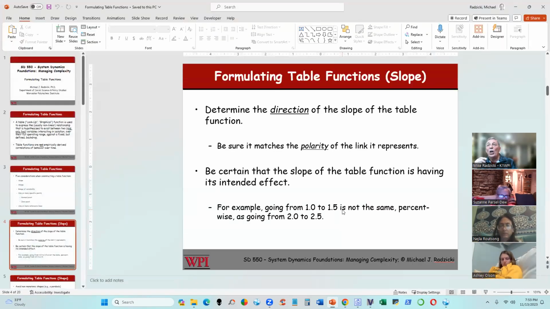Now, we don't go into how you do that in this class. Import and export data, fit it to calibrate it and stuff. There's a bunch of stuff that has to happen there that's beyond this class. But the other classes get into that stuff.